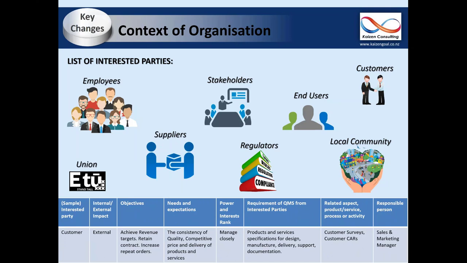Is it external? What is the objective of having them as an interested party? To achieve revenue targets, retain contracts, and increase repeat orders. The needs and expectations that they have from you are consistency of quality, competitiveness of price, and delivery of products and services. Power and interest rank, which we don't have time to cover here, is basically managed closely.